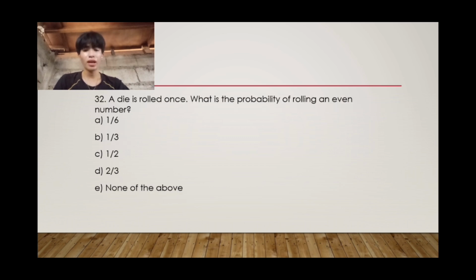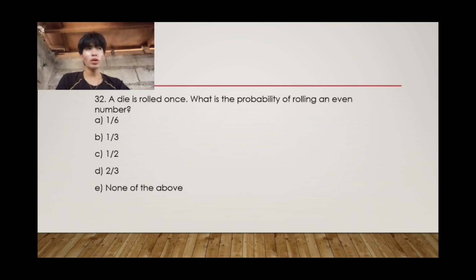Next, a die is rolled once. What is the probability of rolling an even number? A, 1/6. B, 1/3. C, 1/2. D, 2/3. And E, none of the above.